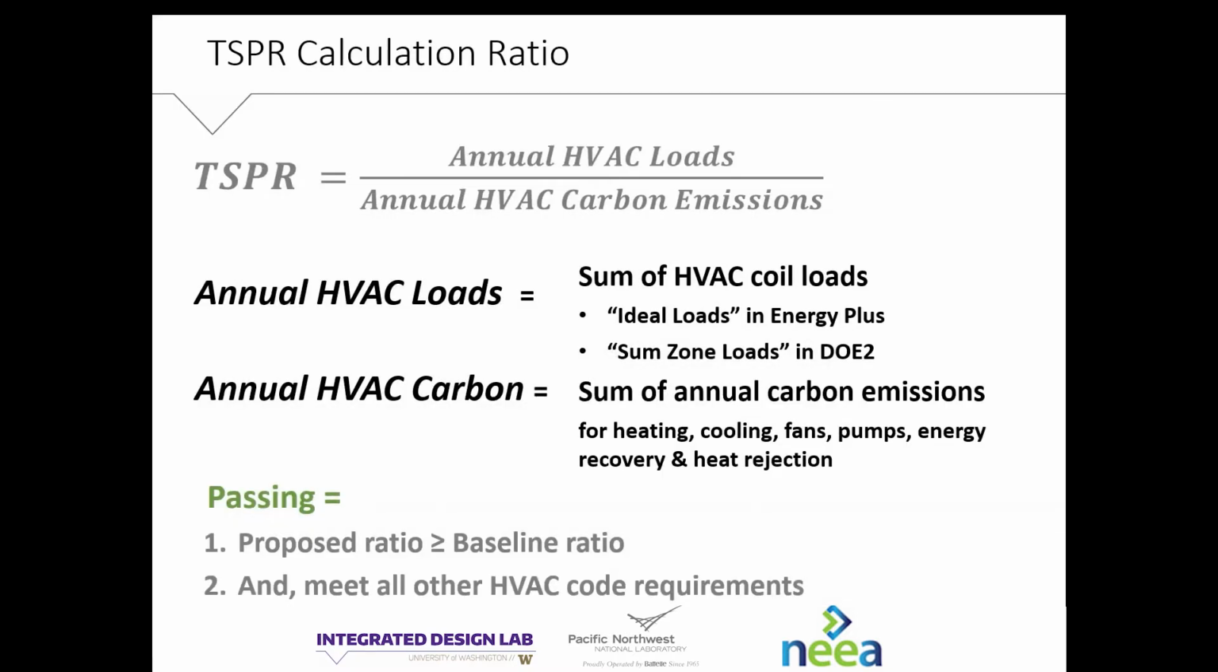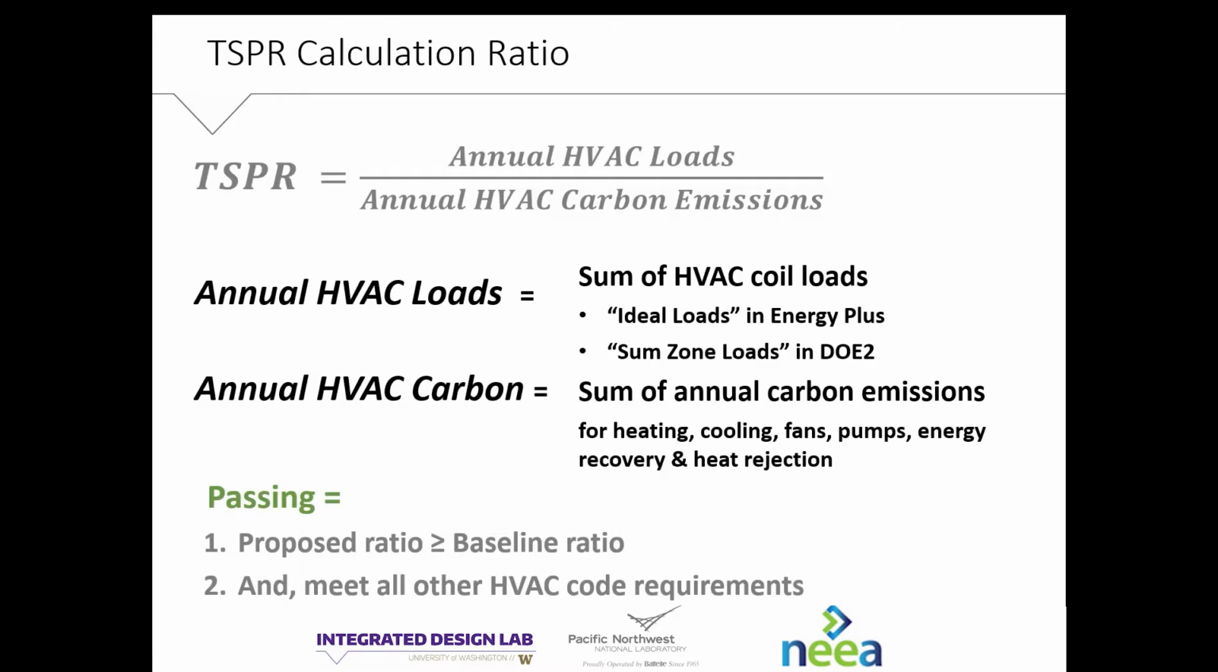Very simply put, the TSPR metric is a ratio of the annual HVAC loads to the annual HVAC carbon emissions. The annual HVAC load is the sum of the heating and cooling loads of the building. In Energy Plus, this would correspond to the ideal loads. In DO2, this would correspond to the sum zone loads.